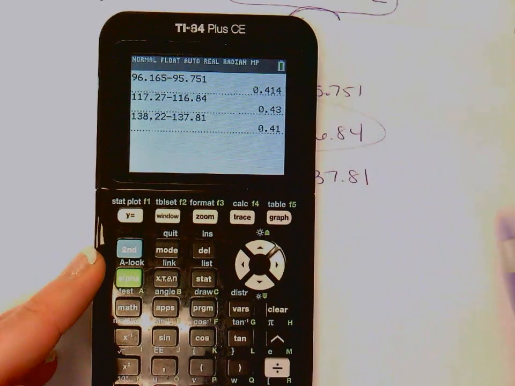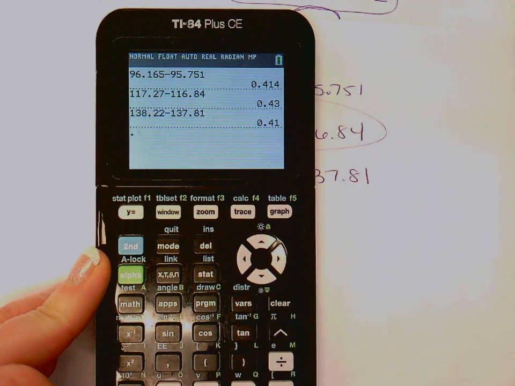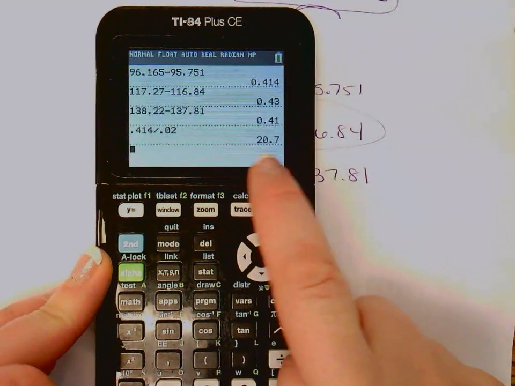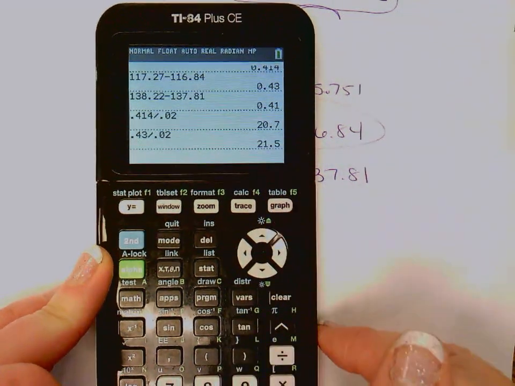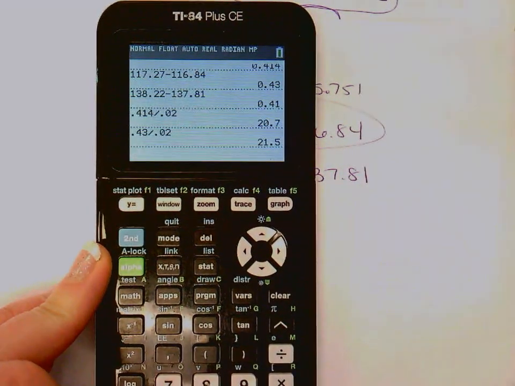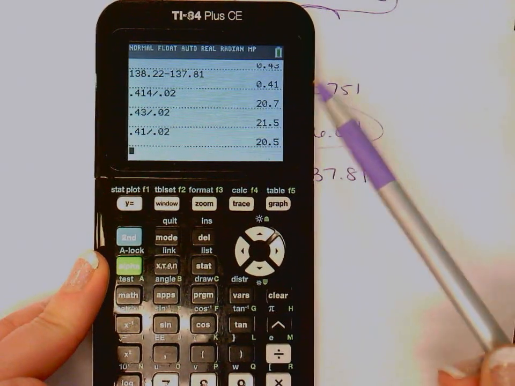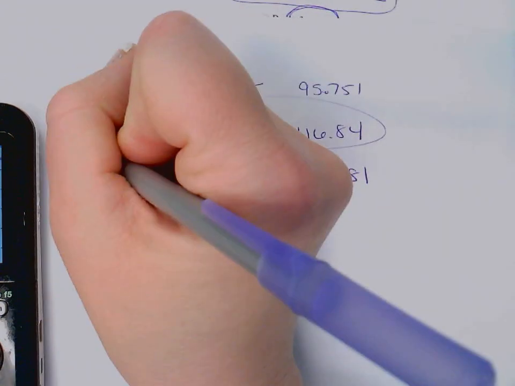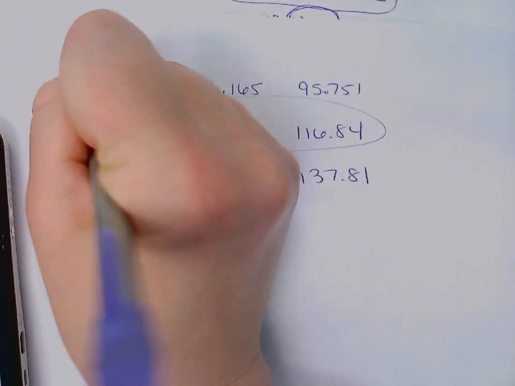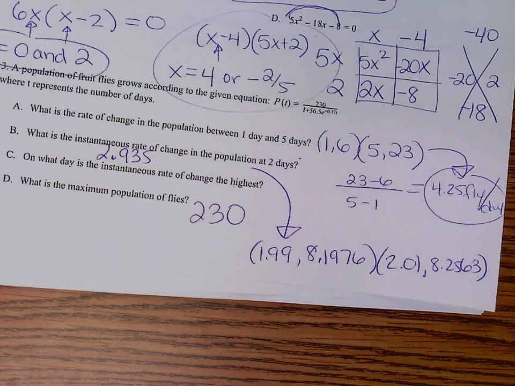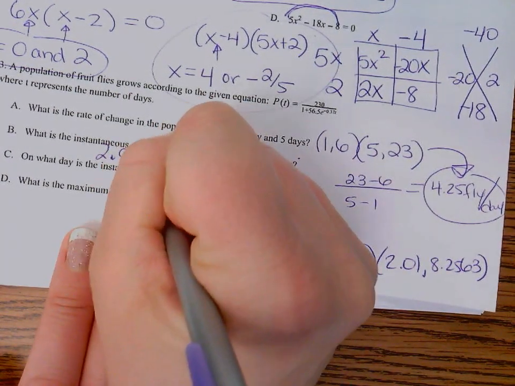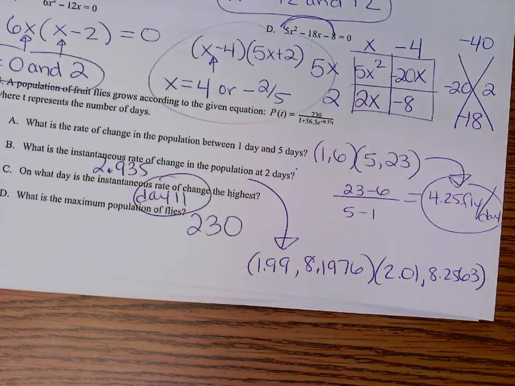I didn't divide these by 0.02, so 0.414 divided by 0.02. So instantaneous rate of change of 20 flies, instantaneous rate of change of 21.5 flies, instantaneous rate of change of 20.5 flies. So at day 11, it's 21.5 as the instantaneous rate of change. So day 11 is where the highest instantaneous rate of change is.